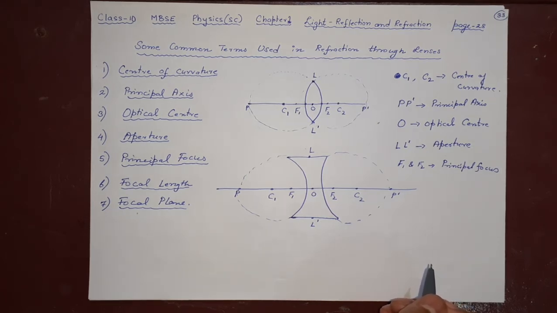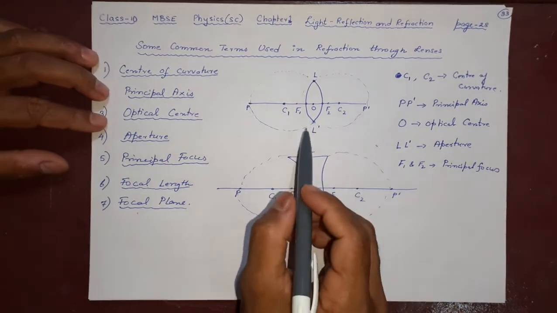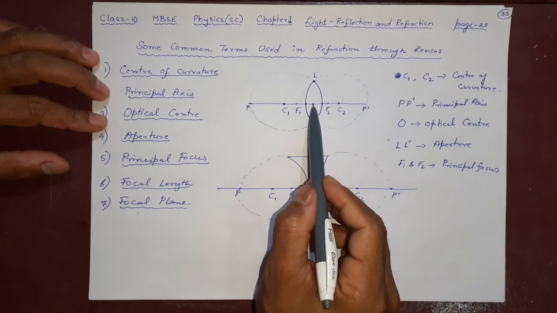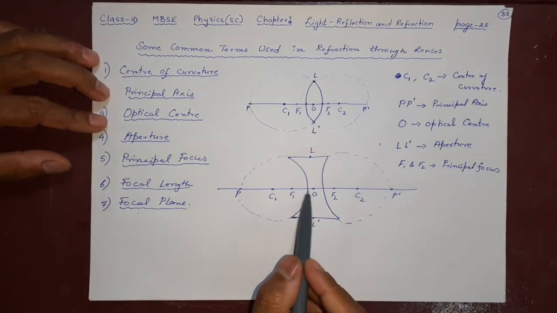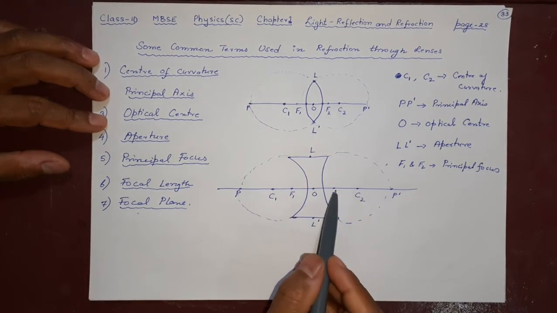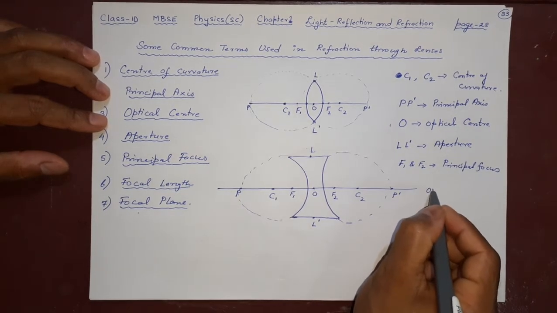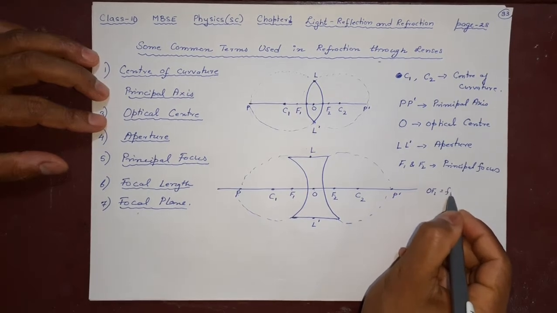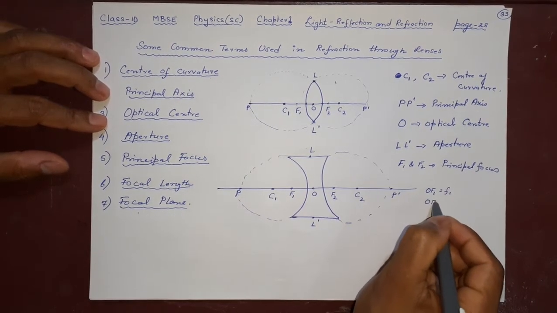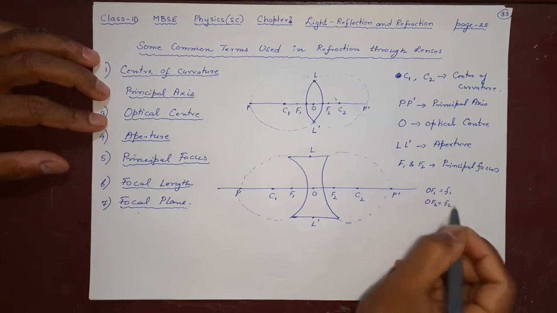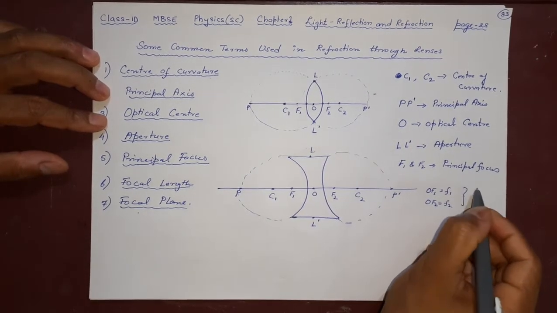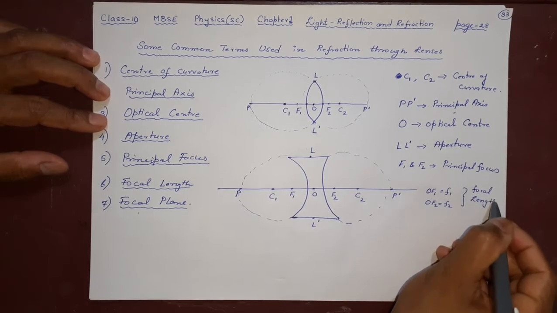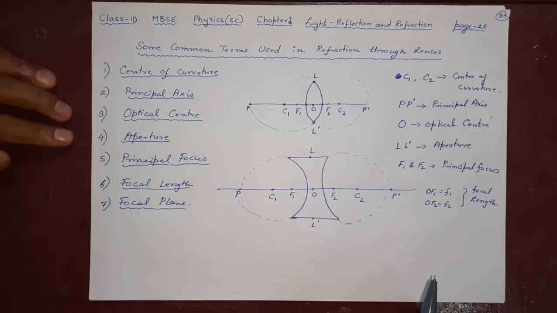What is the next one? Focal length. Focal length is what? Focal length is the distance from O to f1, O to f2. Here O to f1, O to f2. You can call it small letter O f1, and also call it f2. In both the diagram it is true. This is focal length. Done.